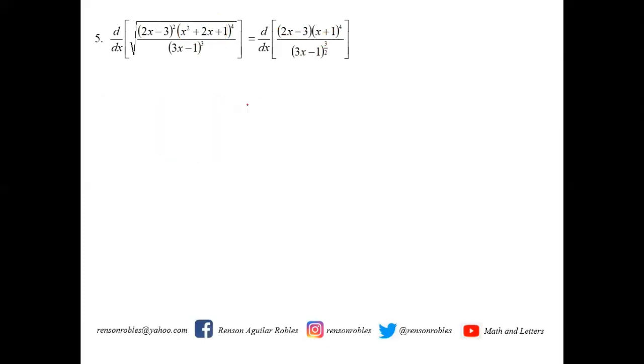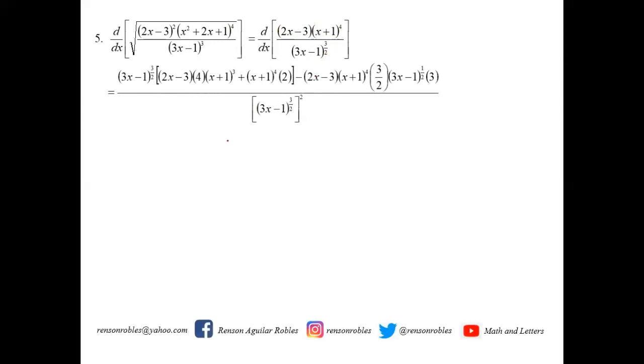So in this case, we shall now use the quotient rule. And when differentiating the numerator, we shall use the product rule and also the power rule. So we shall now have, by the quotient rule, we copy the denominator, (3x minus 1) raised to 3/2, and then you raise it to the second power. So that's v, (3x minus 1) raised to 3/2, times the derivative of this.